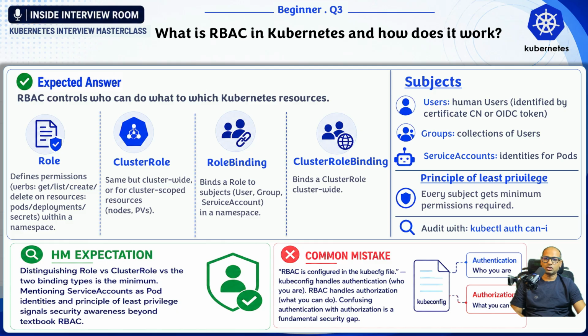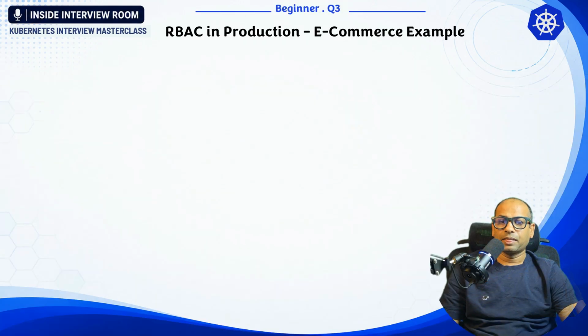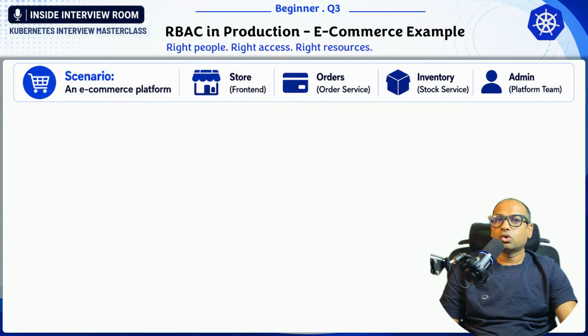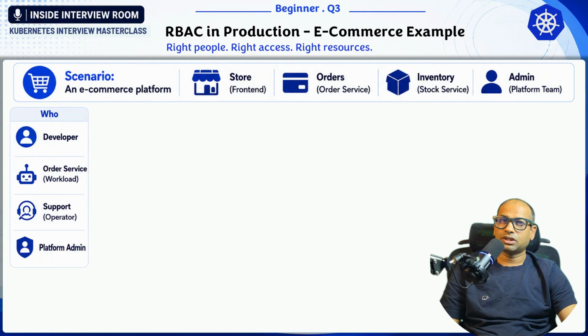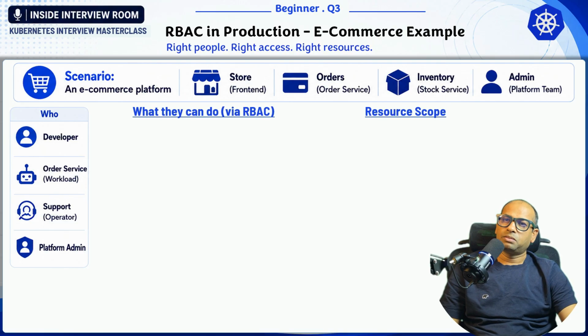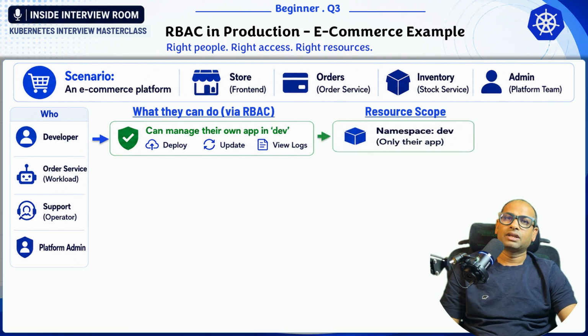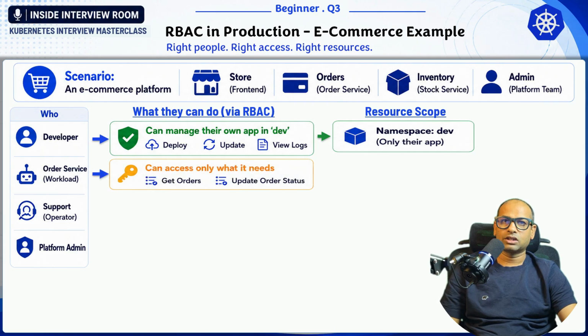You have to focus. What is the production example? Right people, right access, right. Same example: store front end, order service, inventory stock service, admin, and so on. What are the roles? Developers, order service, support, the platform admin. What they can do via RBAC and the resource in the scope. A developer can manage their own app in the development environment: deploy, update, view logs.